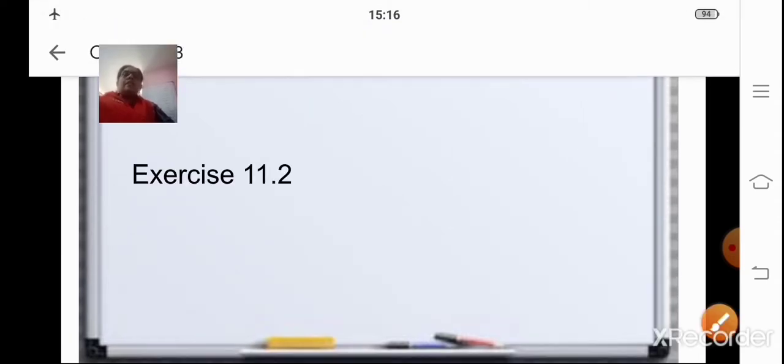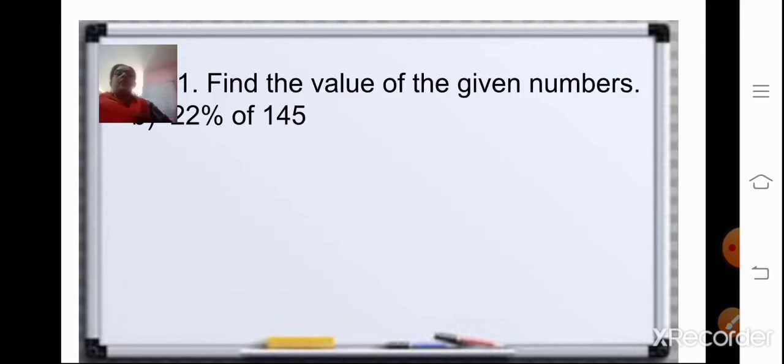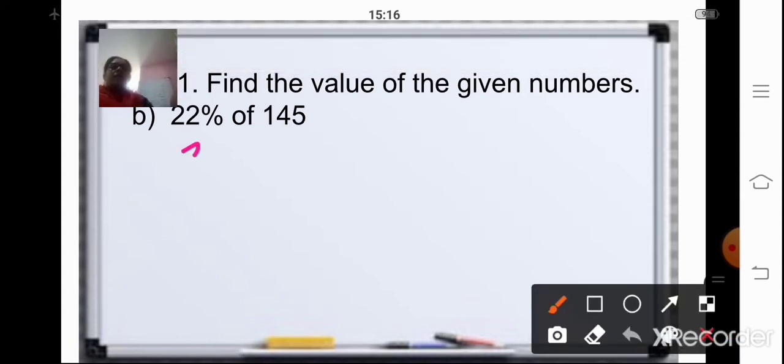Now based on this, let us start with our exercise sums. Exercise 11.2, which you have to solve in your notebook, students. The first sum for you is, find the value of the given numbers. The first one is 22% of 145. The first step is to change this percent to a fraction. So write it in fraction form, that is 22 upon 100. "Of" will change into a multiplication sign and then 145.